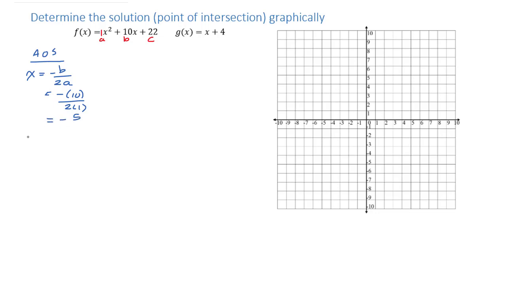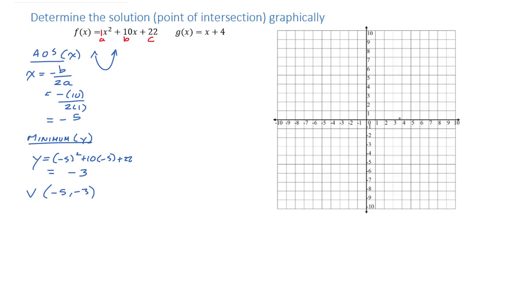I can find the y coordinate by subbing in to find my minimum. How do I know it's a minimum? Because a is positive, it opens up, right? So our parabola is going to look something like this. Okay, so let's just sub in negative 5, and I have negative 5 squared plus 10 times negative 5, so that's negative 50 plus 22, and we're going to get negative 3 out. So that tells me my vertex is negative 5, negative 3. Great, negative 5 over, negative 3 down. All right, so there's our vertex.